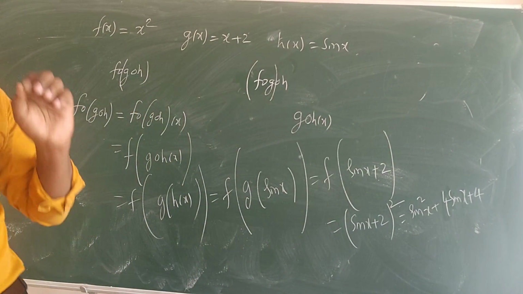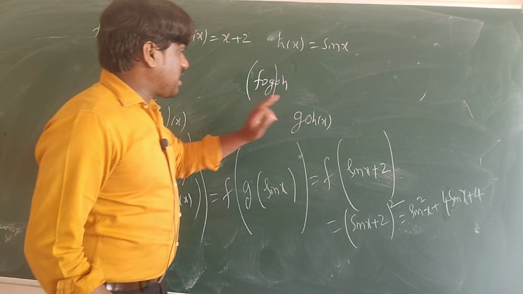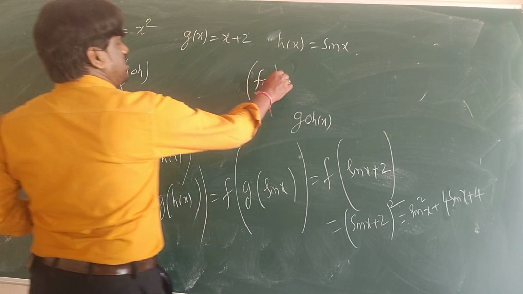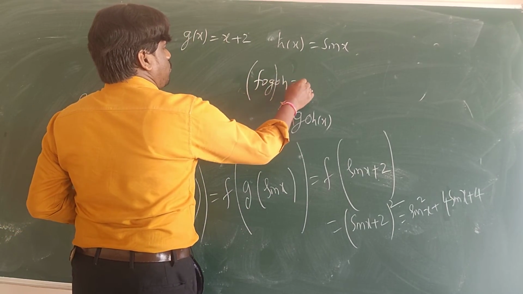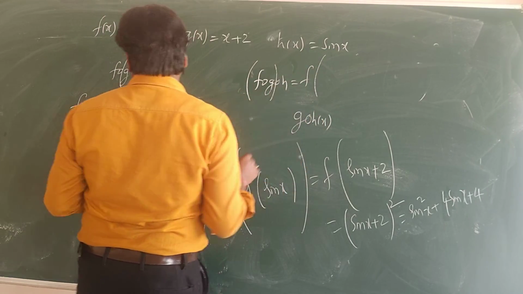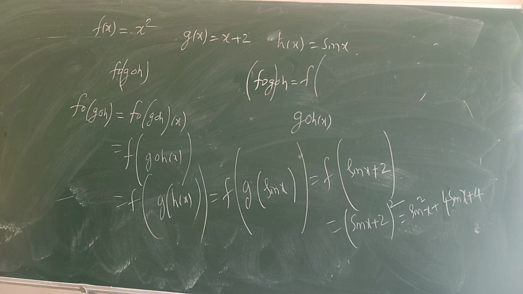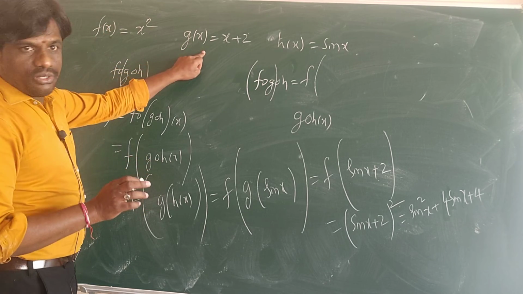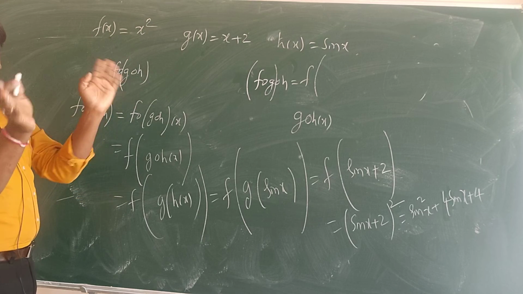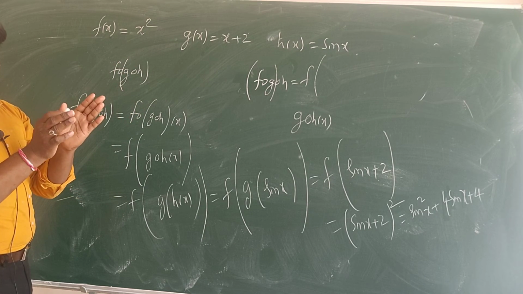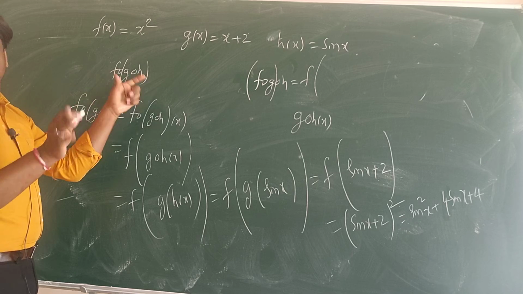Understood? Now see here, I want to know g circle h of x. If I want to find f circle g circle h, what do I get here? F break, then g break. You know one thing, this and this both will give the same answer. They hold the associative property. But f circle g will not be equal to g circle f. That does not hold the commutative property, but they hold the associative property. If you have a doubt, check it. Do f circle g, do g circle f, you get different answers. But this one will get the same answer.